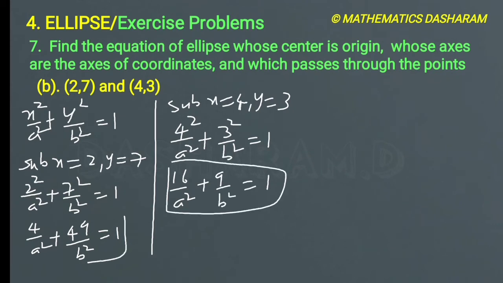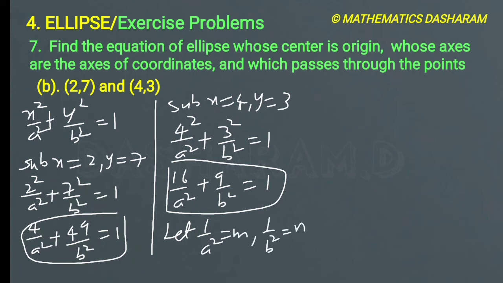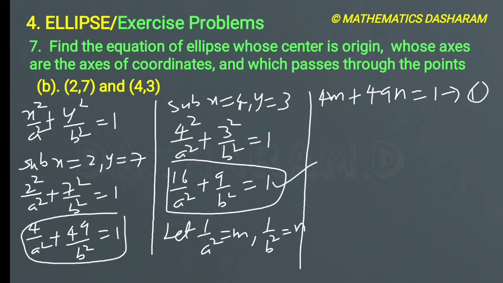So in these two equations I am going to assume that 1 by a square equals to m, 1 by b square equals to n. So then the first equation will become 4m plus 49n equals to 1, equation 1. The second equation will become 16m plus 9n equals to 1, equation 2. Let us eliminate the variable m from the 1 and 2 equations.